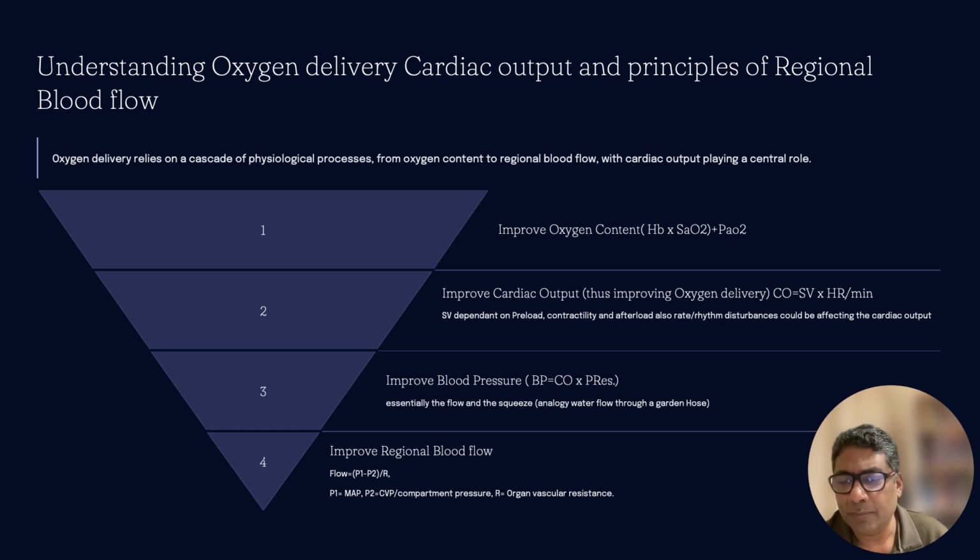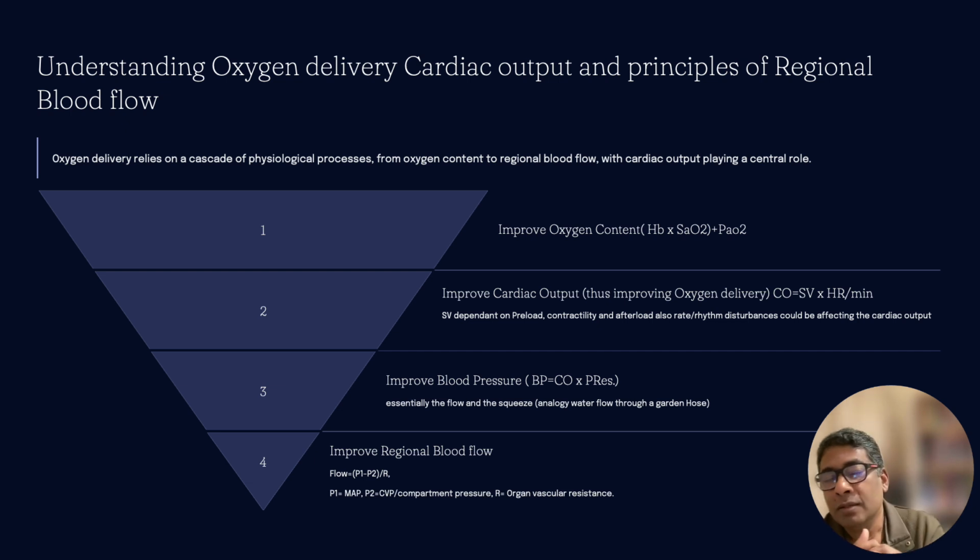Or any compartment syndrome, for that matter. Even the brain and the tight skull, the same principle applies. Or even coronary blood flow is slightly different. P1 is not the mean arterial pressure, rather the aortic root diastolic pressure, and P2 is the left ventricular end diastolic pressure. Because the coronaries arise from the aortic root, and the opposing pressure will be from the left ventricular end diastolic pressure, because these coronaries line the epicardium.